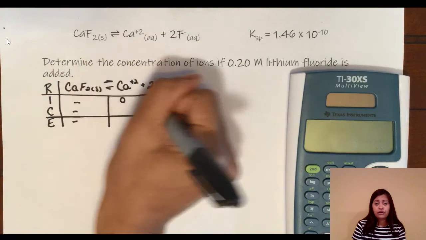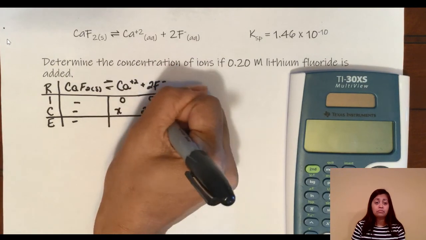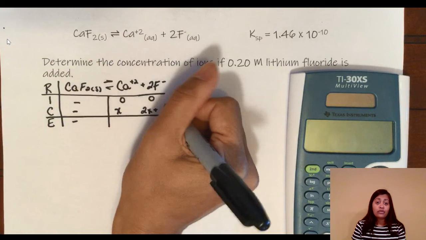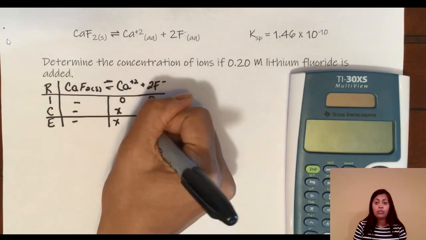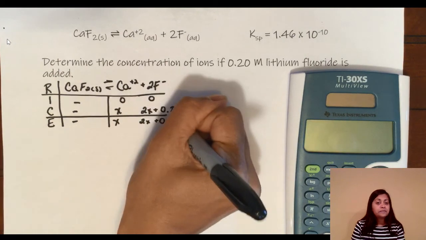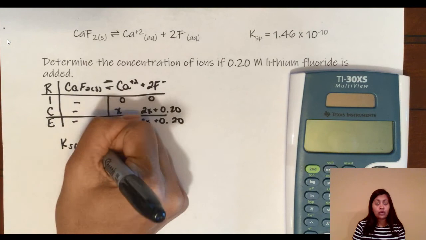You have 0 for your initial of both substances. Your calcium is just plus X. Now your fluoride, don't forget, since you have 2 fluorides, you have to have 2X. And then we're putting in the 0.20 molar. So we have 2X plus 0.20 molar for fluorine, or fluoride ion, sorry.